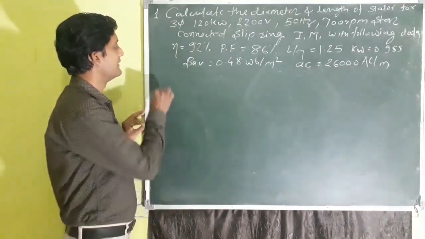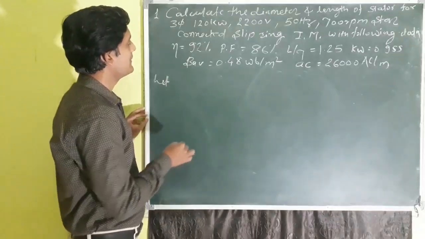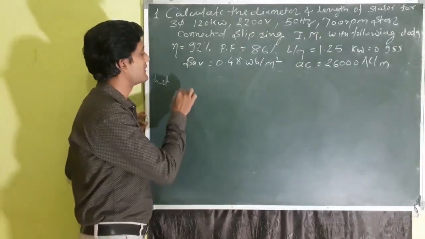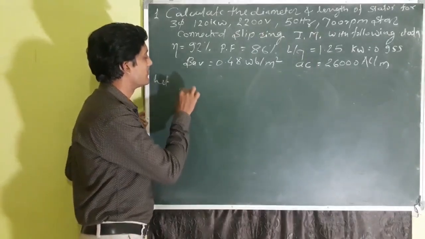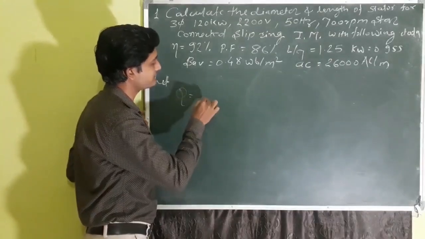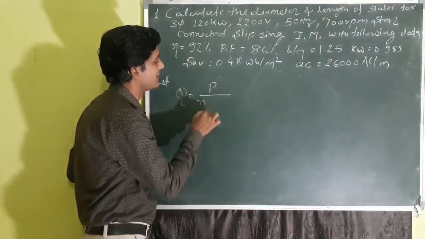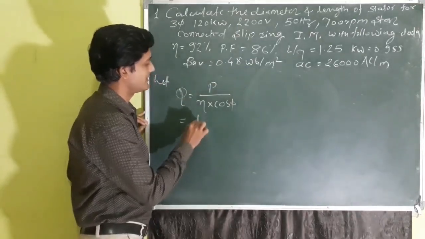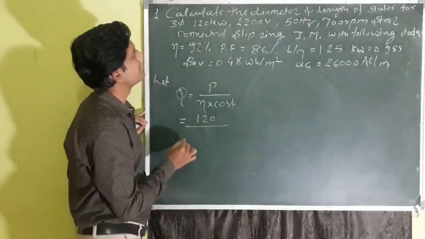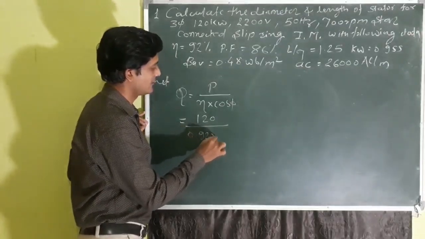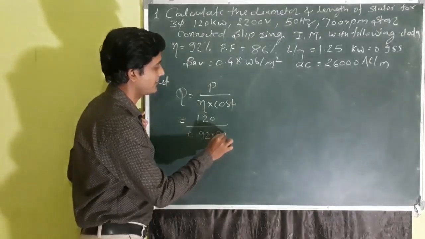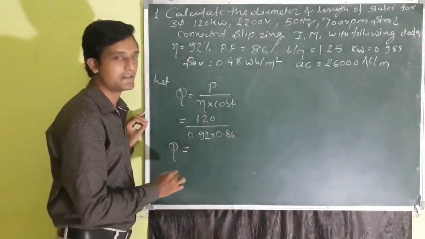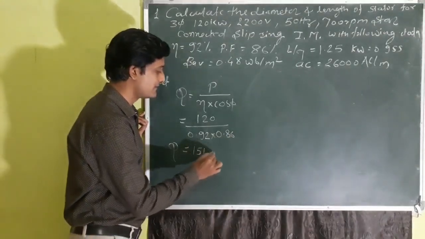So we start. The output is given in kW, power is given. So first of all, convert: Q is equal to P divided by eta into cos phi. So P is 120 divided by efficiency 0.92 into power factor 0.86. So the Q value in kVA is 151.67 kVA.